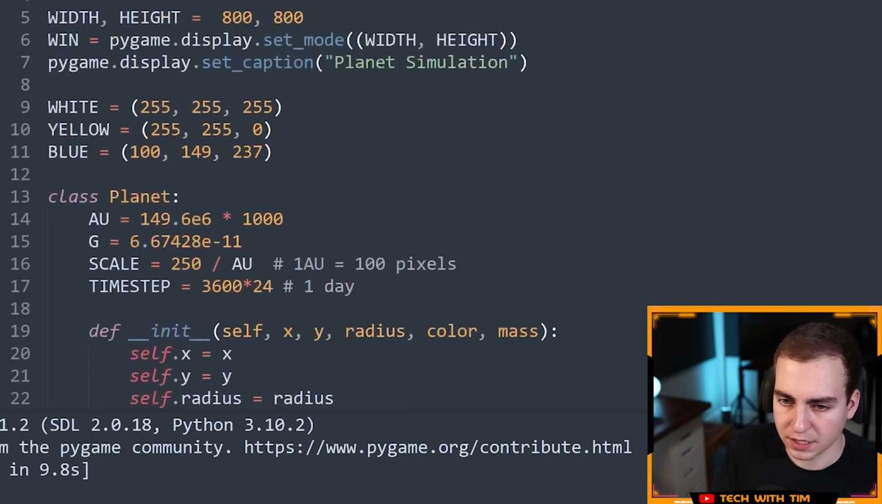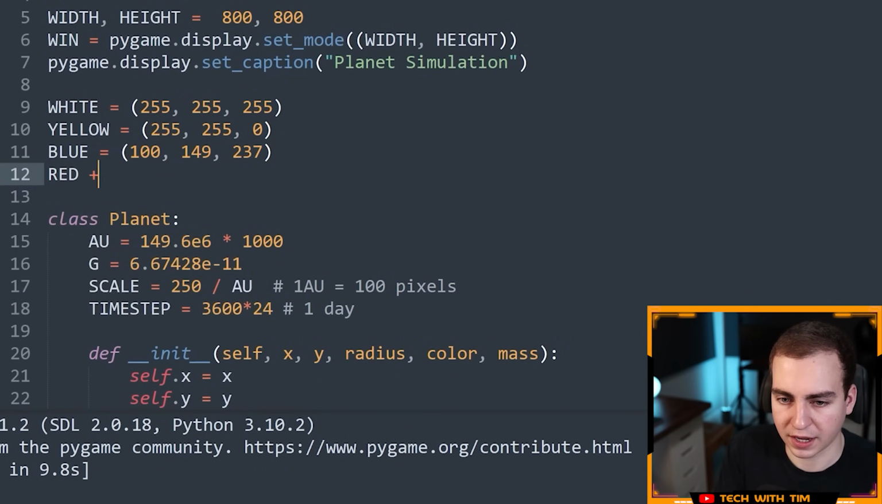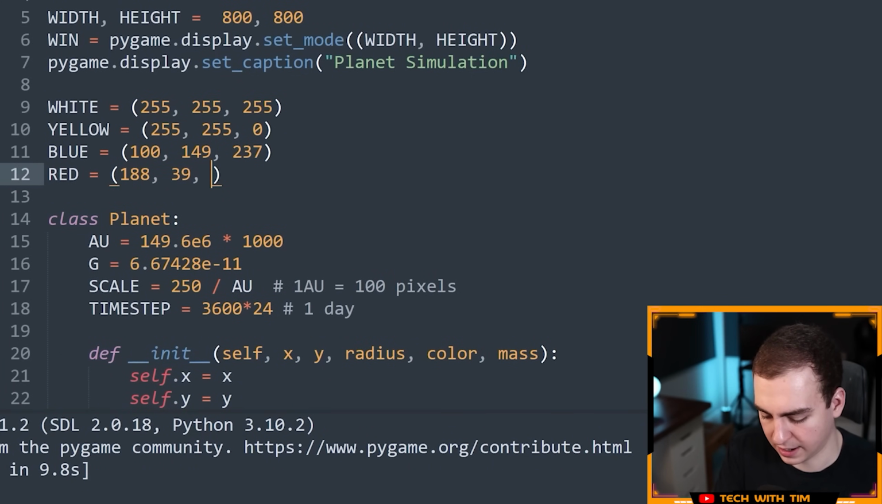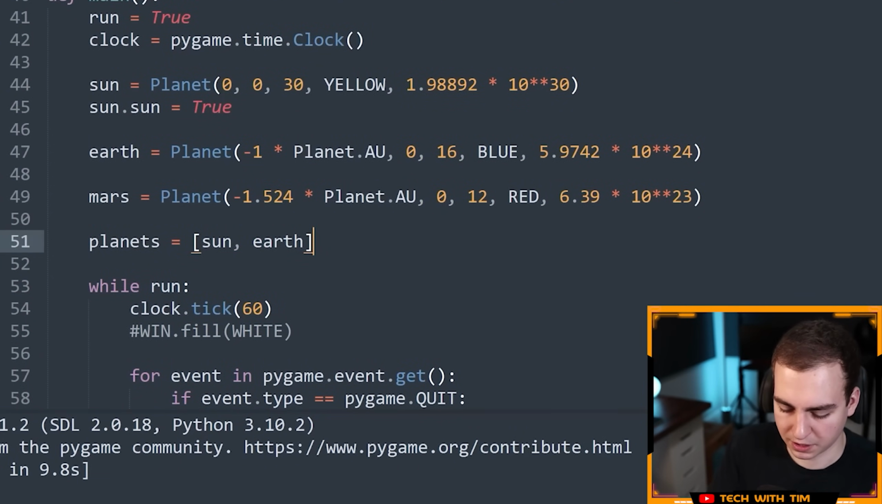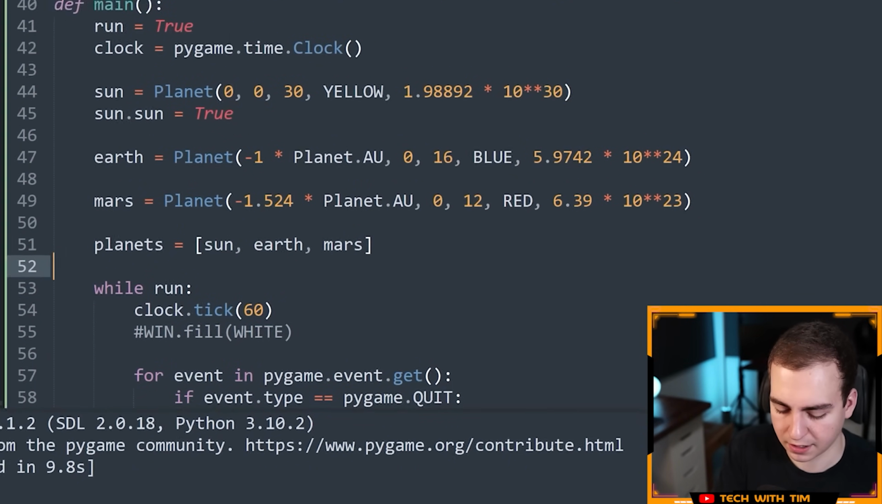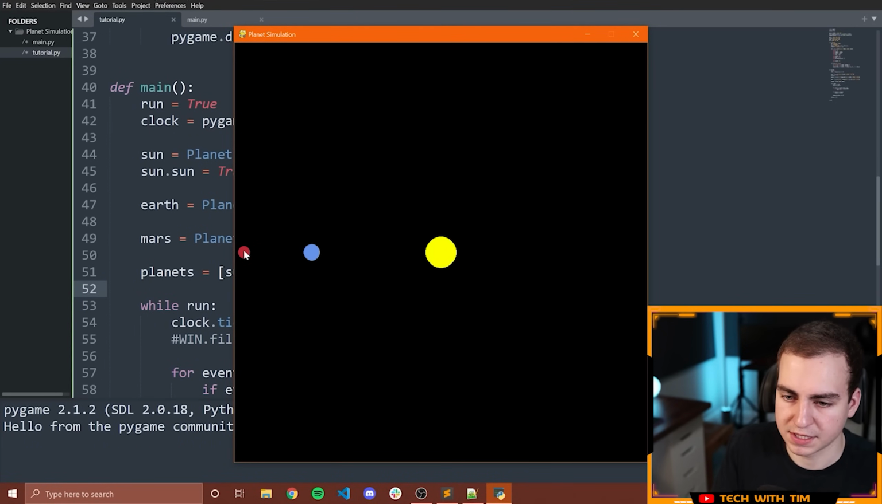Now for red, we need to define this. Again, I wanted kind of a nice looking red, so I picked a custom RGB value here. And this value is going to be 188, 39, and 50. Okay, and now we have Mars. So now that we have Mars, we're going to put Mars inside of here. And we should now draw Mars at the appropriate scale. So let's look at this, and we see the Mars over here.